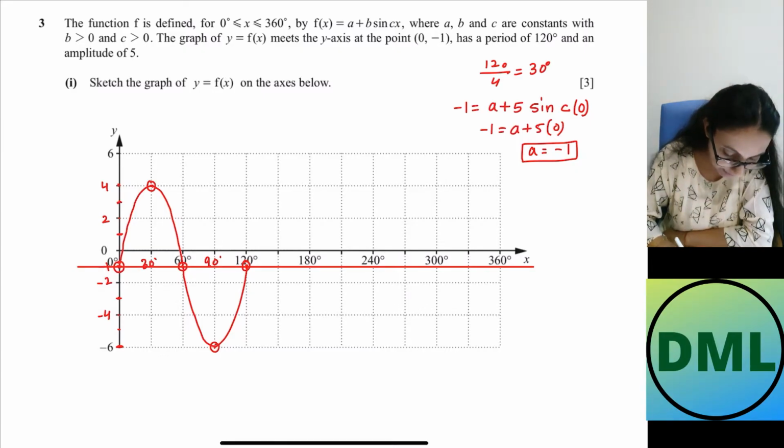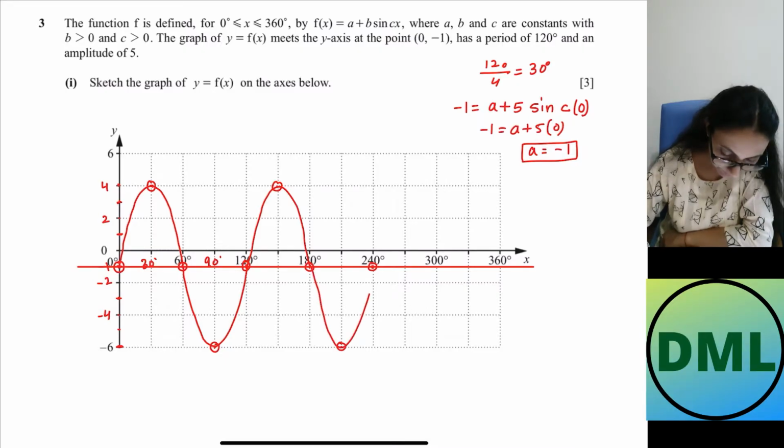It starts from the axis -1. In between 120 and 180, it will touch the amplitude which is at 4 here. At 180, it will touch the axis again. In between 180 and 240, it will touch the amplitude below, that is -6 here. At 240, it will touch the axis again. Let's plot it. Our sine graph looks like that.